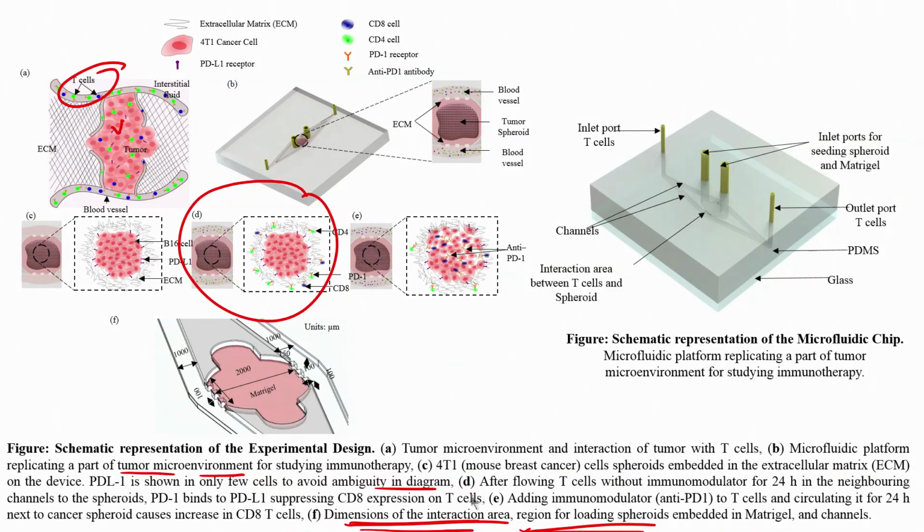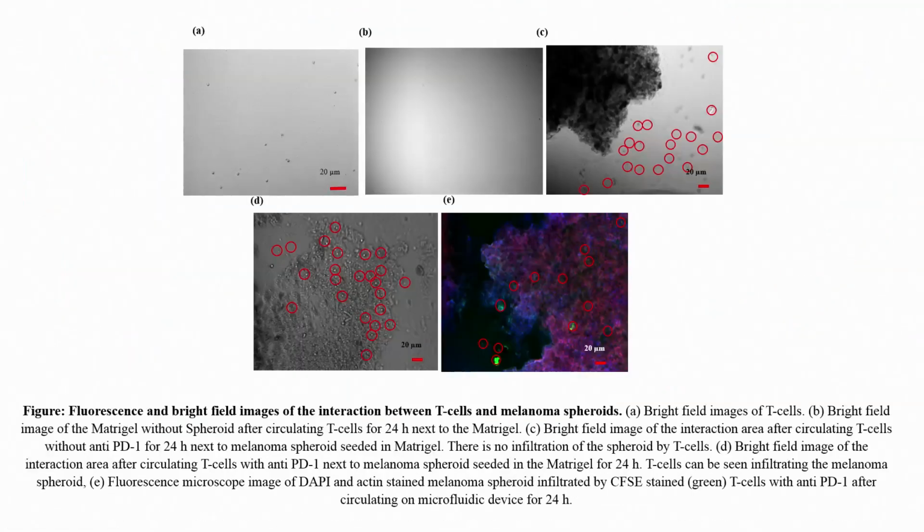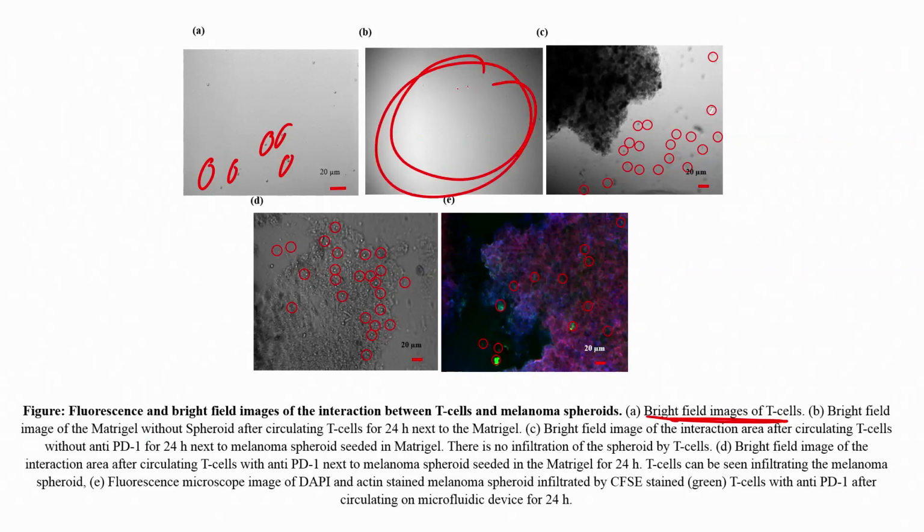Now, if we have this particular device with us mimicking the in vivo situation onto an in vitro platform, what will you do? You will perform experiments. So, you can see here the channel area A shows the bright field image of T cells, you can see a few T cells here, right. B is the bright field image of matrigel, this is matrigel without any T cells. C shows the bright field image of interaction area here after circulating T cells.